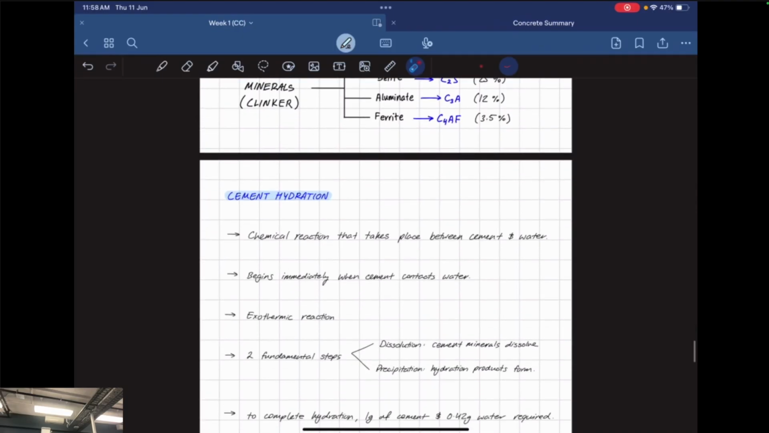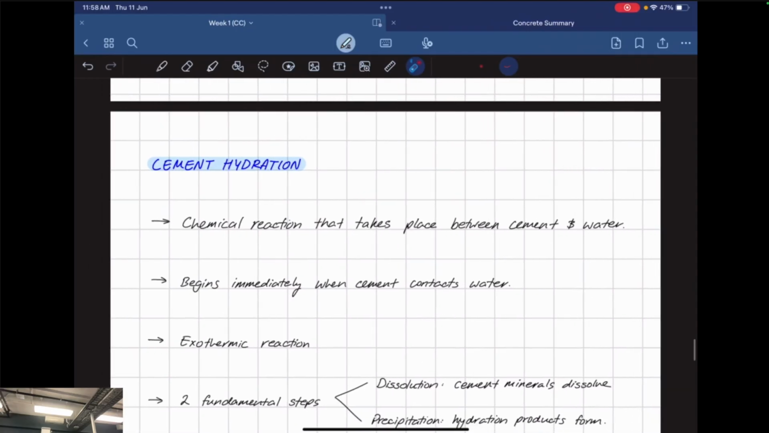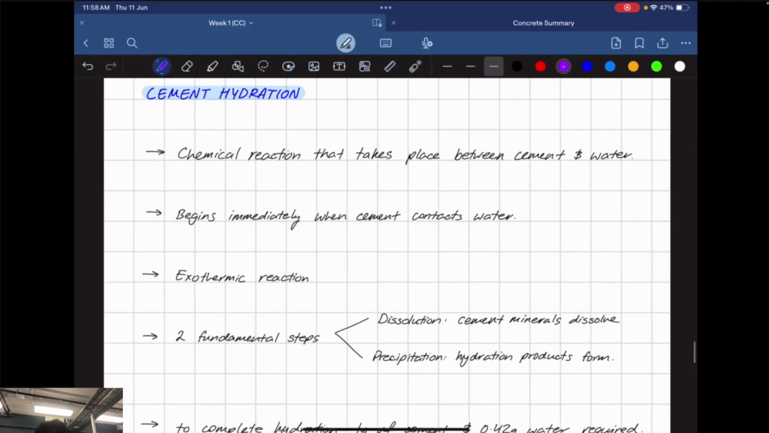Beautiful. Now, cement hydration. This is what I was talking about earlier. Cement hydration is the chemical reaction that takes place between cement and water, and it begins immediately when the cement comes into contact with water. It's also an exothermic reaction, which in this course doesn't really matter. It's just a fun fact, I guess. But there are two fundamental steps to hydration. First, the cement mineral starts to dissolve. There's actually a really good diagram from the lecture slides, which I forgot to include, but essentially it looks something like this.